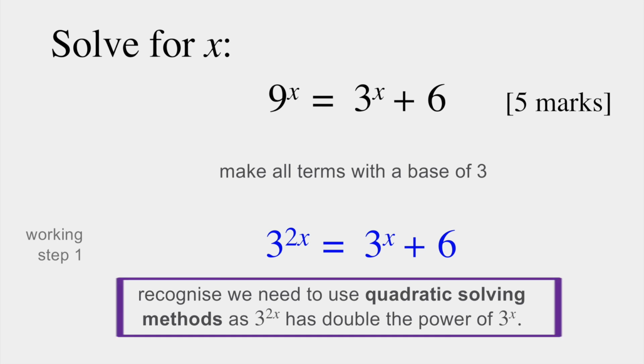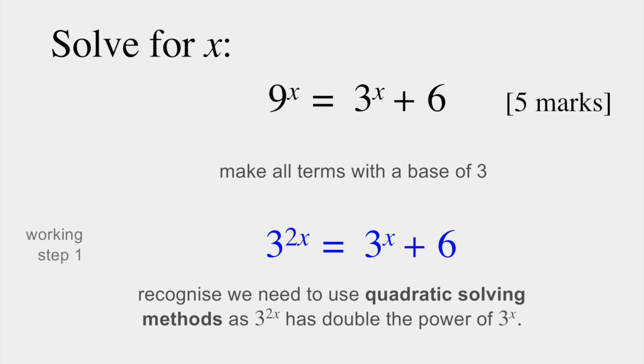Then we have to recognize that this is actually a quadratic. It may not look like a quadratic yet, but it is, because this base of 3 has double the power that this base of 3 does. So you could think of this as 3 squared, and this is 3 to the power of 1. Whichever way you look at it, the power of that term here is double the power of that term. And so we think of this as a quadratic, and that's why we're going to be using our quadratic solving skills to solve this equation, even though it may not initially be obvious.